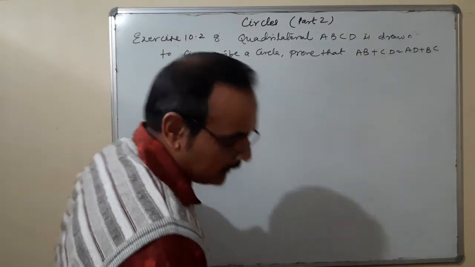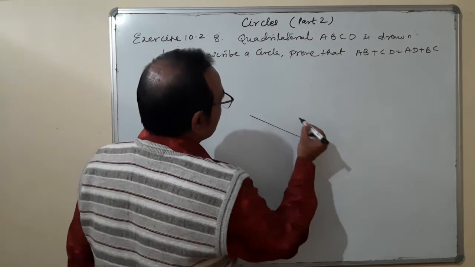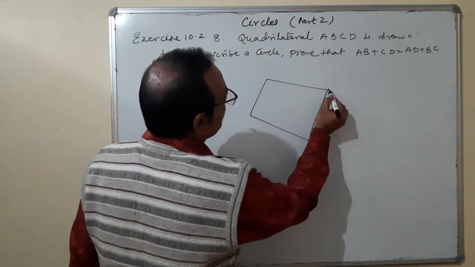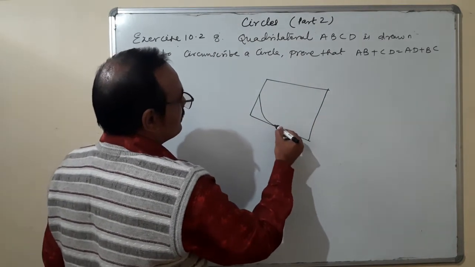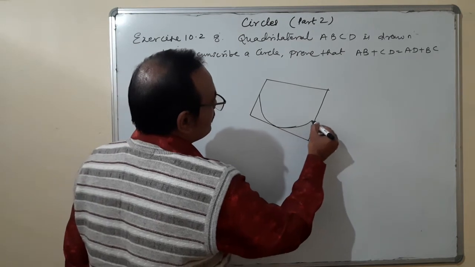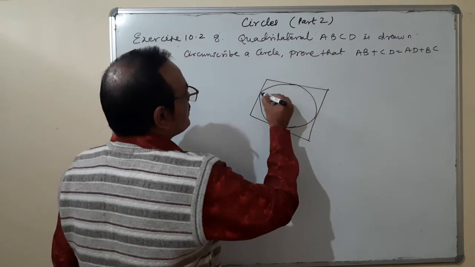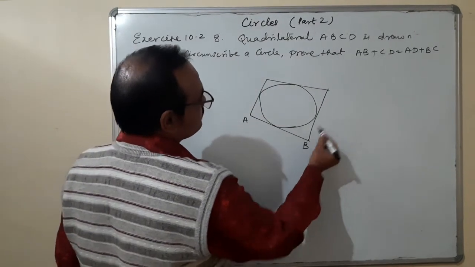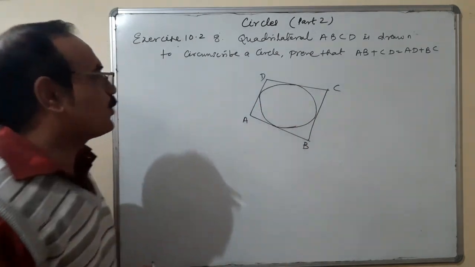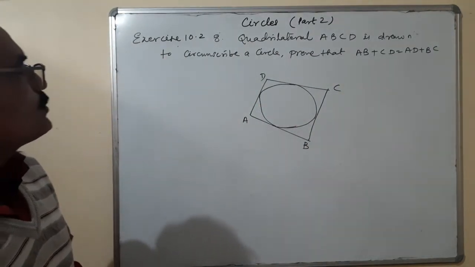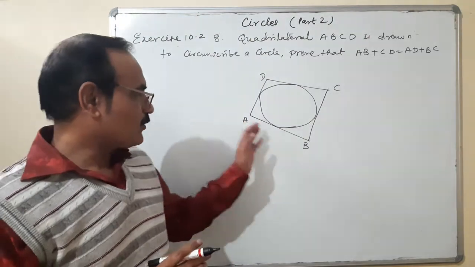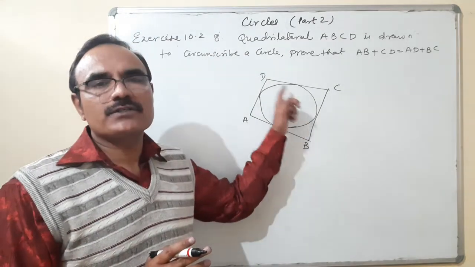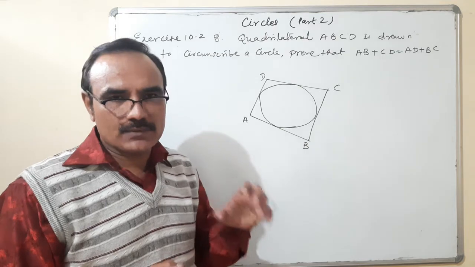And one diagram is given, ABCD like a quadrilateral. The circle is circumscribed. Do you know the meaning of circumscribing? Let me explain. If a quadrilateral is circumscribing a circle, that means the circle is touching the four sides of the quadrilateral internally. This is called circumscribing a circle.